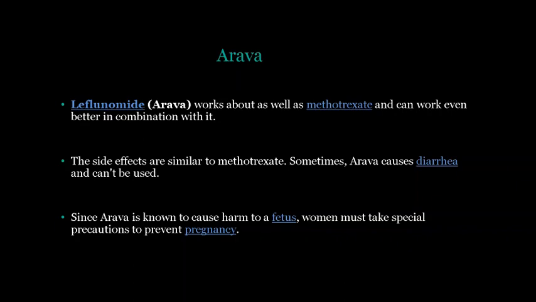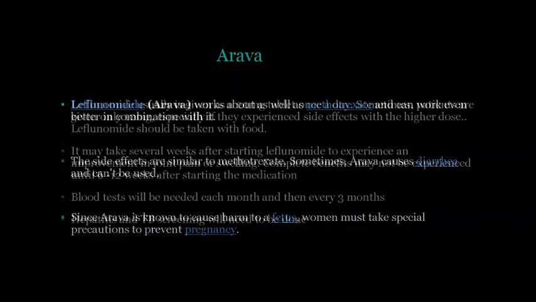Arava, or leflunomide. This works about as well as methotrexate and can work better in combination with it, although doctors don't always recommend that due to the liver function test effect. The side effects are similar to methotrexate. Sometimes Arava causes diarrhea and can't be used. It has been known to cause harm to the fetus. Women must take special precautions to prevent pregnancy.